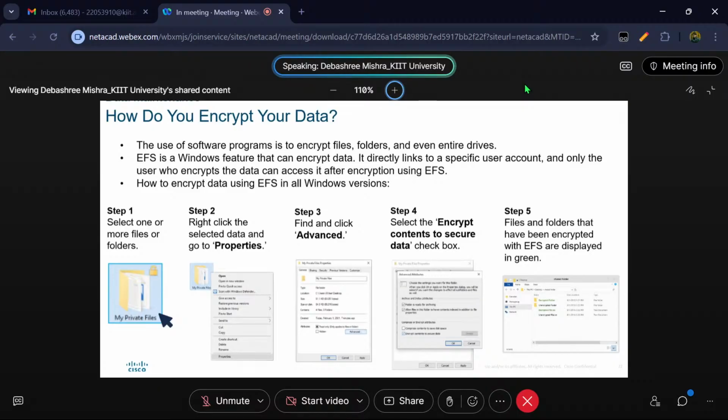After that, you can see that the files and the folders that have been encrypted with EFS are displayed in green. So in this one, you can see that the files or the folders have basically got encrypted.